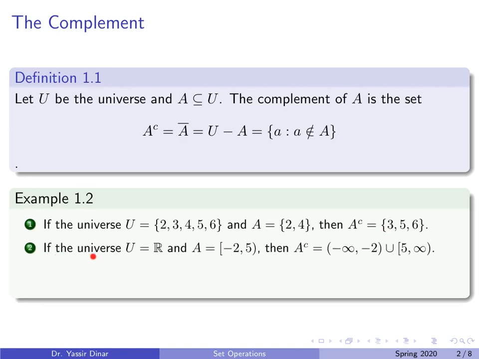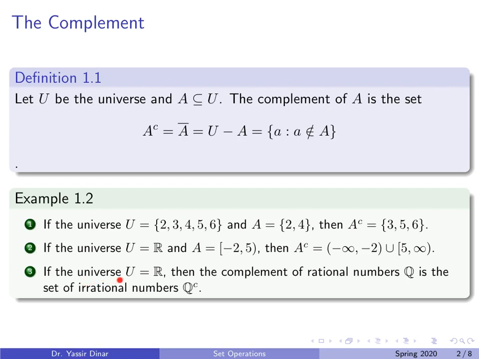Here is another example. My universe here is the set of real numbers, and I take A to be the interval from -2 closed, to 5 open. So the complement of A will be the new set of all elements from -infinity to -2. I cannot include -2 because -2 is in A. Union the 5, because 5 is not in A. So here is a closed interval until infinity.